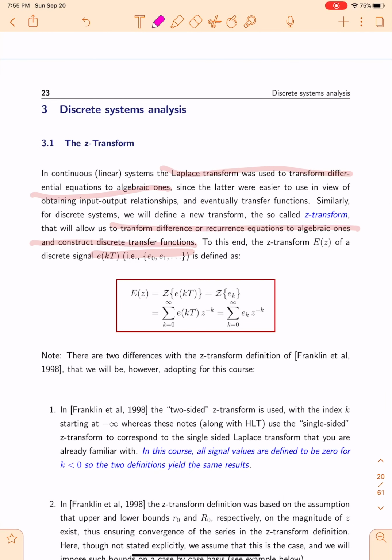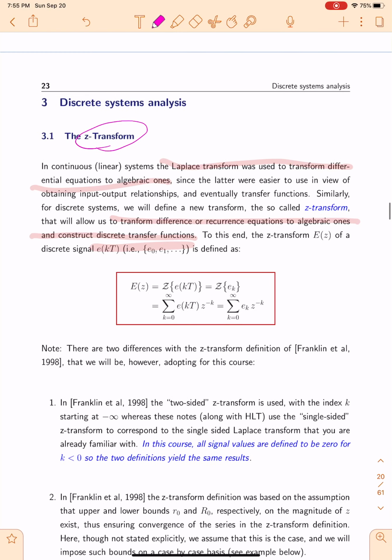Next comes the Z transform. In continuous systems, the Laplace transform is used to transform differential equations to algebraic ones, since the latter are easier to use. And the Z transform is to transform difference and recursion equations to algebraic ones, and construct a discrete transfer function.